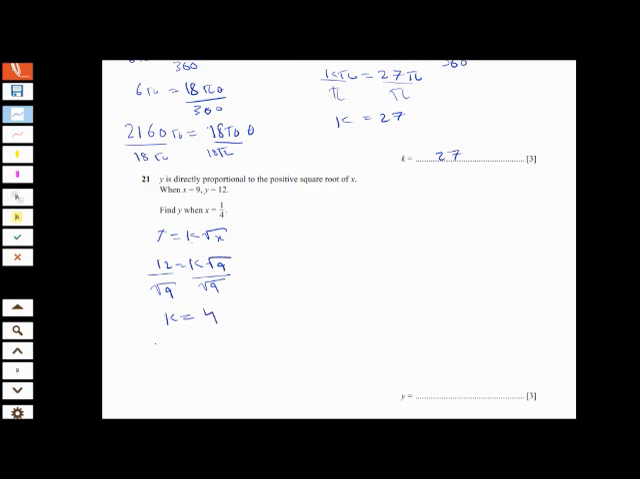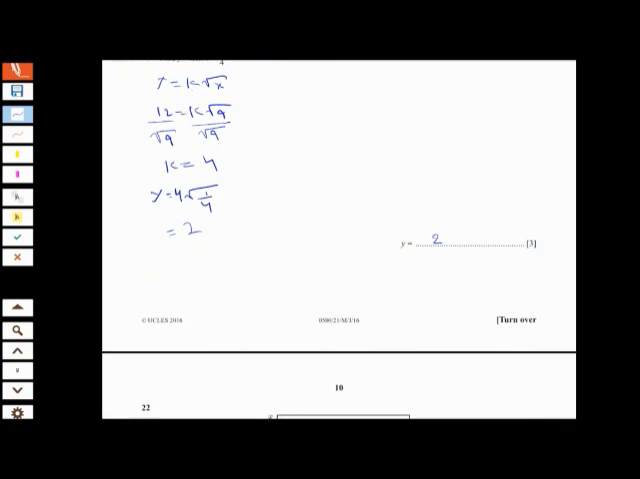And now we know the value of k. Now they want to find y. K is 4 and x is 1 over 4. So the answer is 2. Y equals 2.